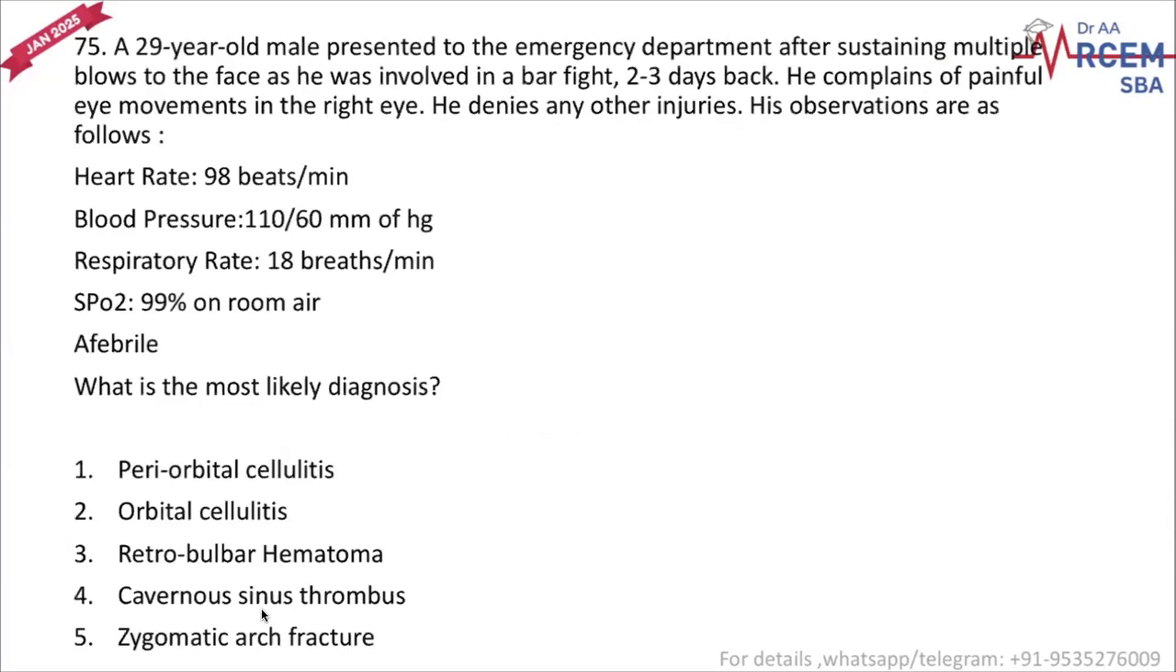A 29 year old male presented to the ED after sustaining multiple blows to the face, as he was involved in a bar fight 2 to 3 days back. He complains of painful eye movements in the right eye. He denies any other injuries. His observations are as follows, which are completely stable. What's the most likely diagnosis?